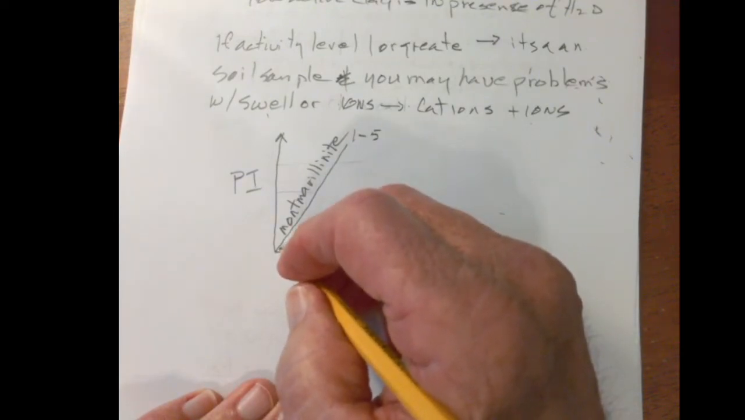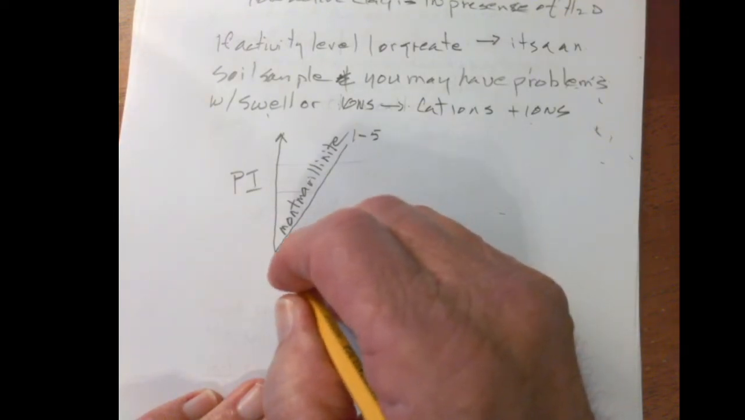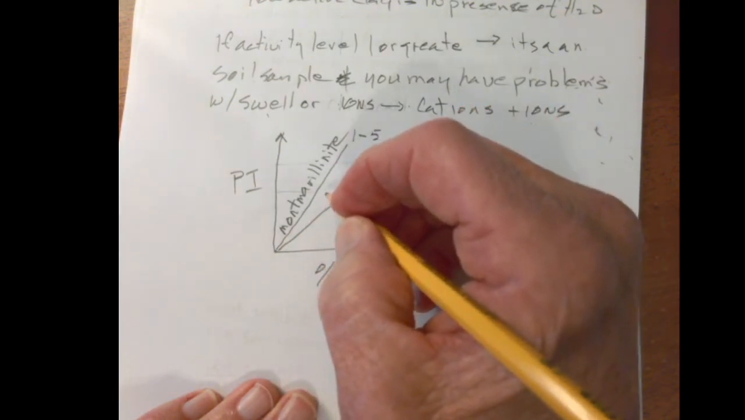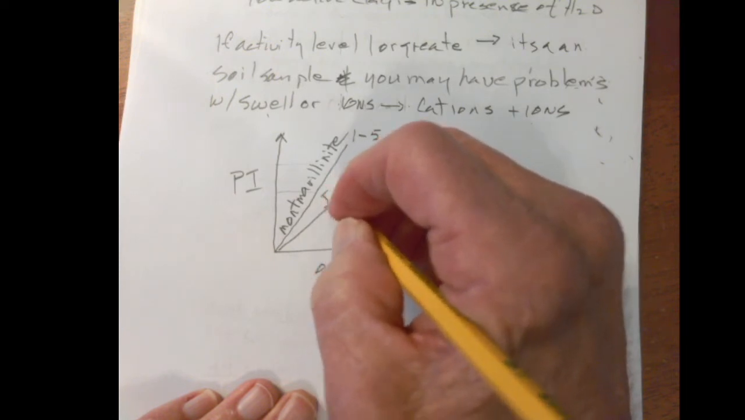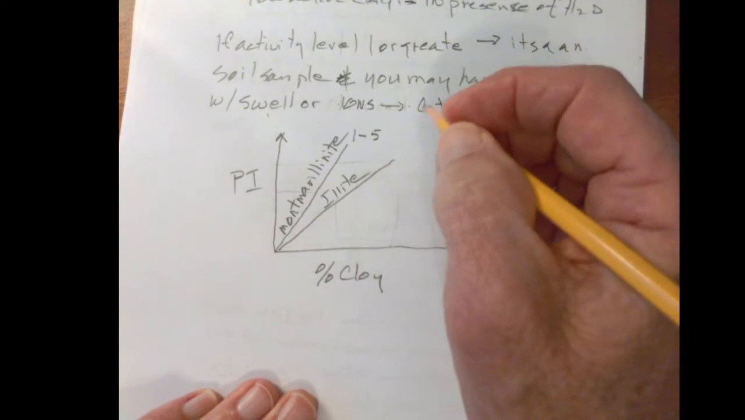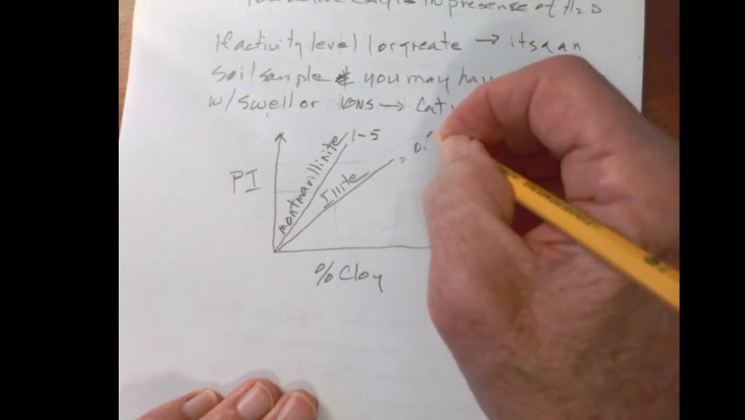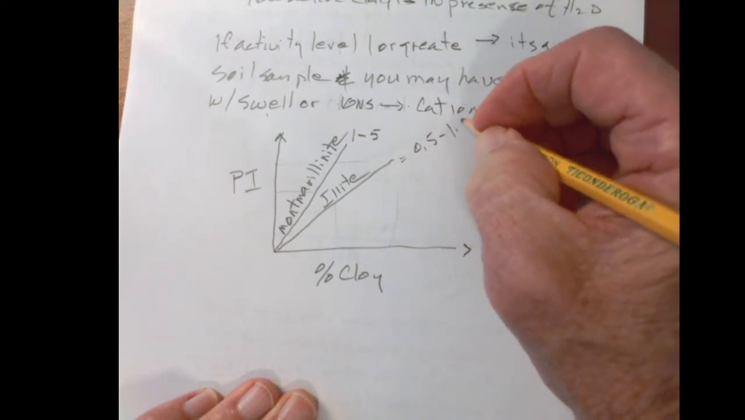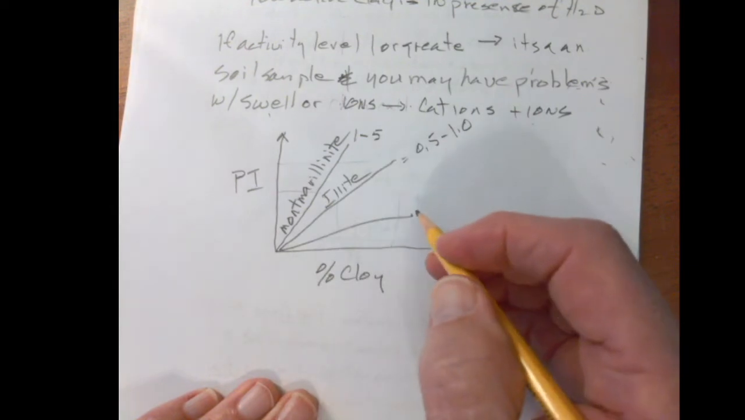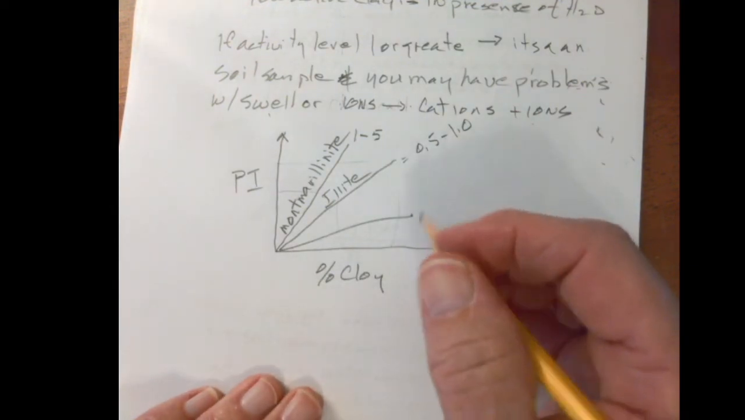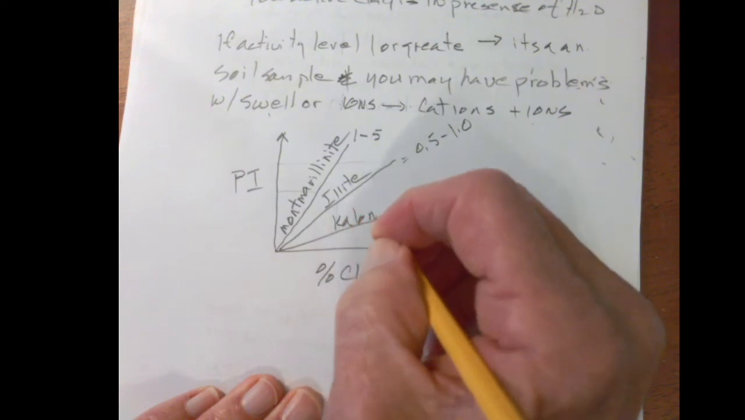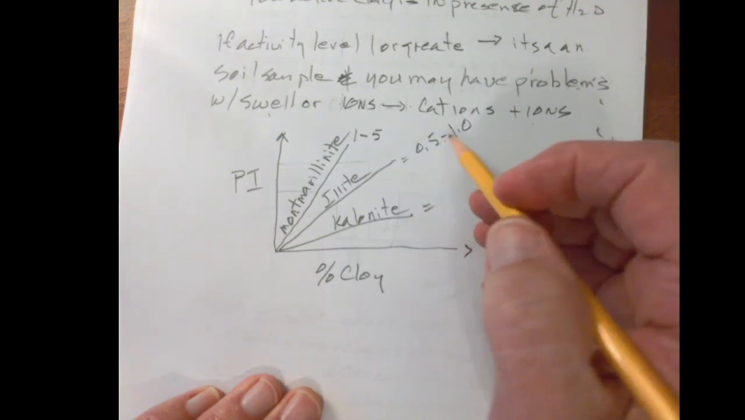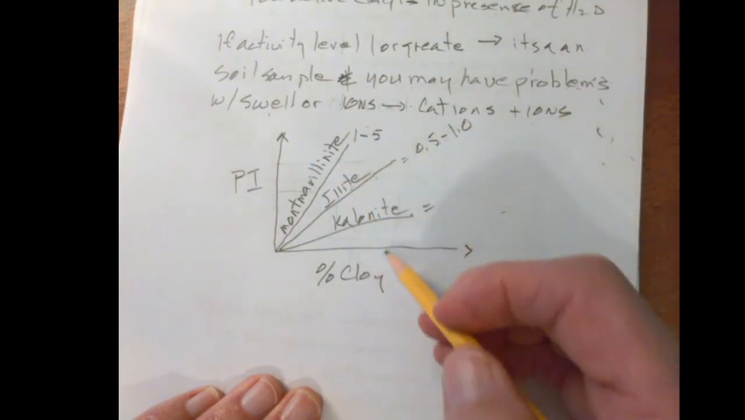And then you may have a plot coming out this way, which may have illite, and it may be equal to 0.5 to 1.0. And then there are things like the kaolinite, which may equal, and these are not accurate, they're just typical of these types of clay.